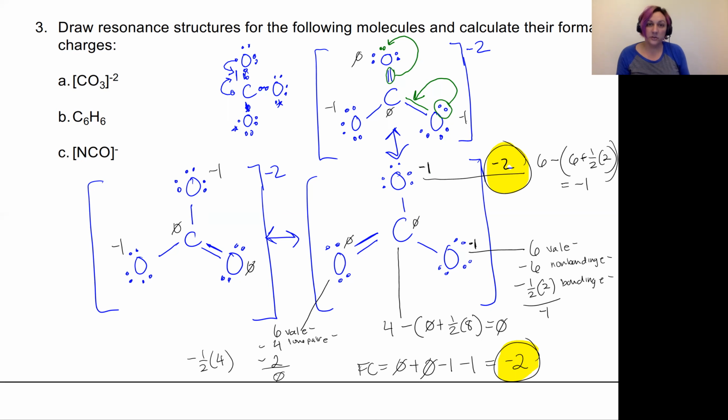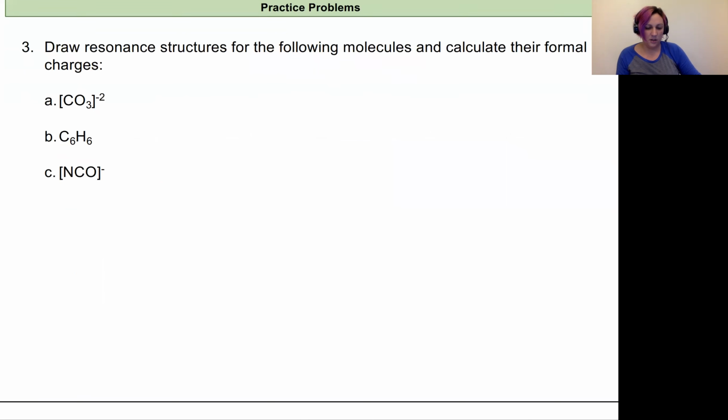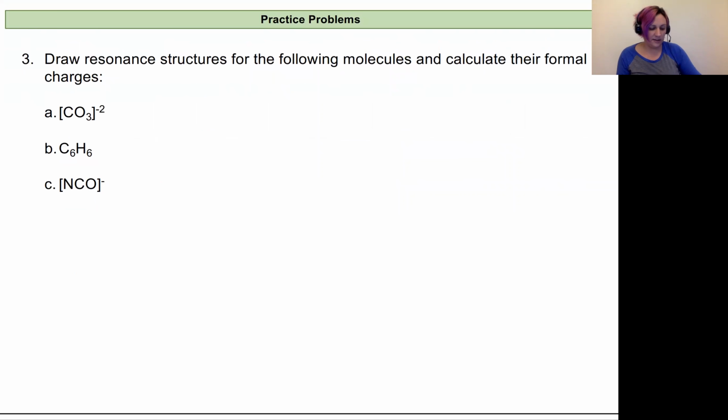Let's do the other 2. We'll do them a little bit faster. Sorry. This keeps defaulting to draw with my finger instead of move the page with my finger. So just to get a little more space, I've added a second page here. Okay, so let's do number B, C6H6.